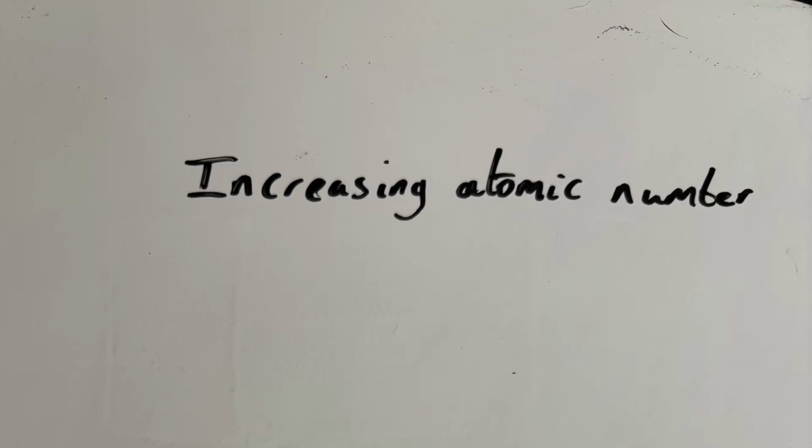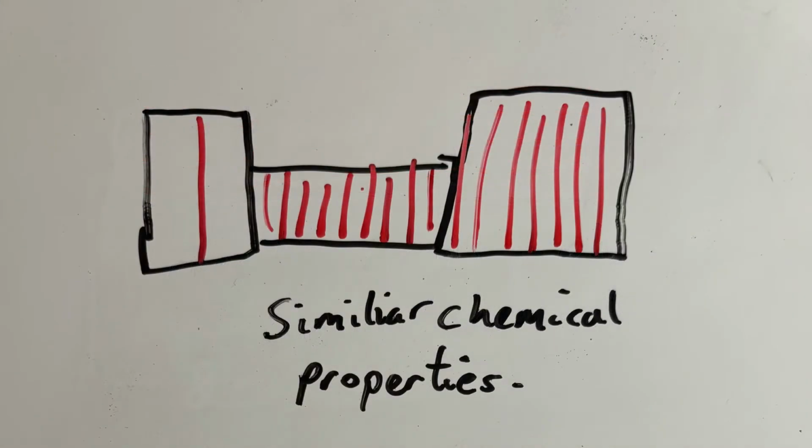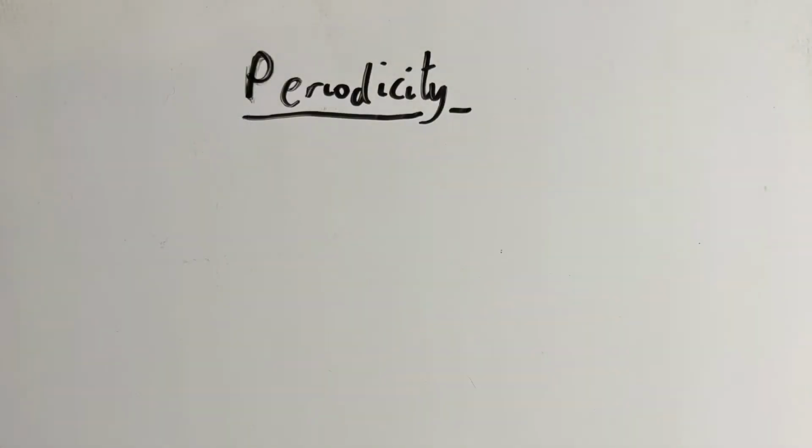So you need to know that the periodic table is arranged in order of increasing atomic number, based on horizontal periods that have repeating trends in physical and chemical properties, and vertical groups that have similar chemical properties. And like I said, this is called periodicity, the repetition of patterns in both periods and groups.